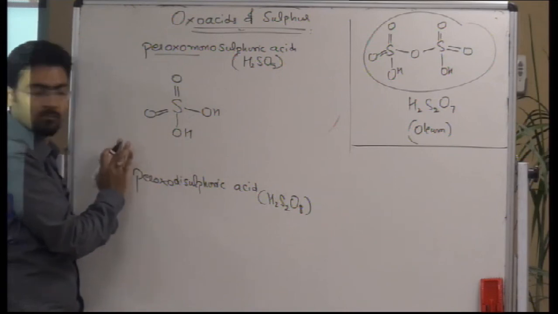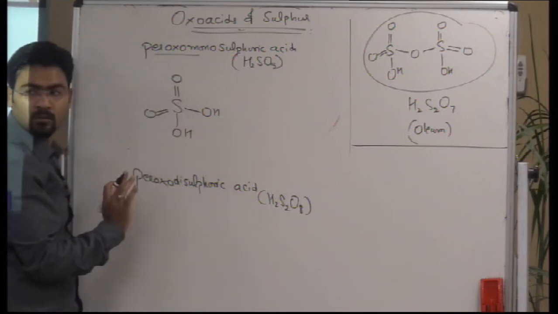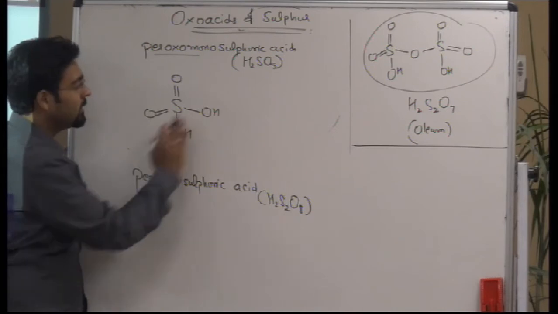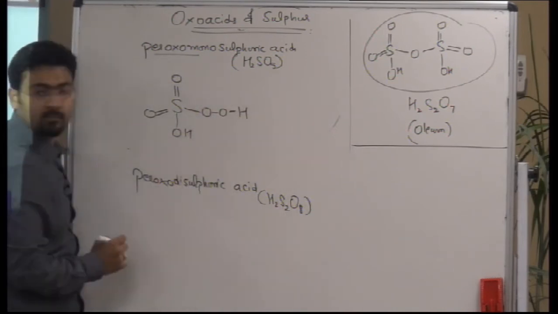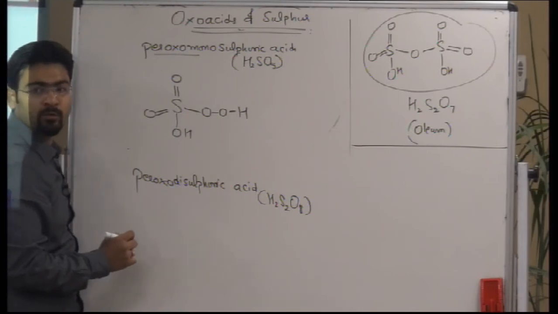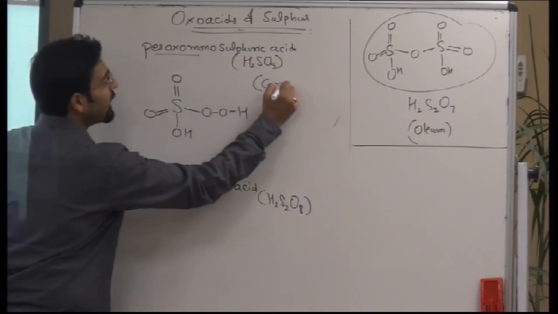Sulfuric acid has 2 oxo linkages and 2 hydroxyl groups attached to it. Now, on one of the oxygens, make a peroxy linkage. This will become H2SO5. This is also called Caro's acid.